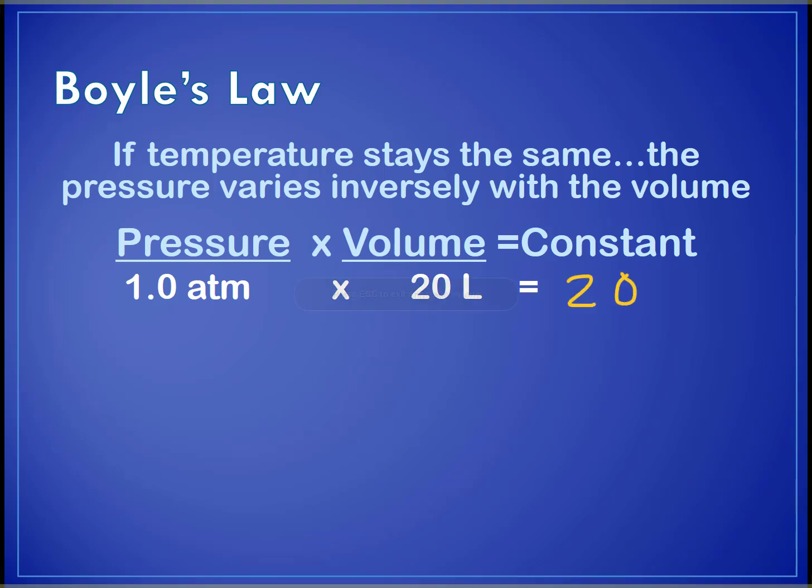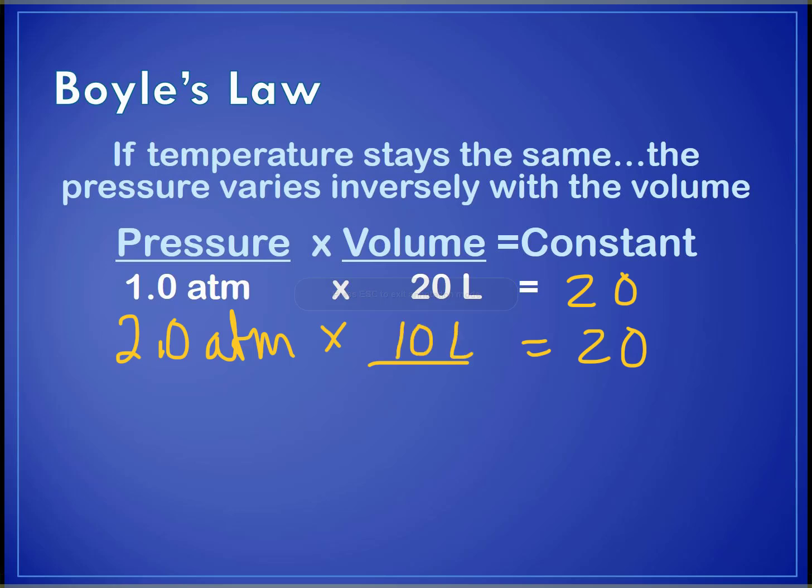So what would happen if you doubled the pressure? So now it's 1 atmospheric units. Well, your constant is still going to be 20. So what number would fill in that relationship? Well, if you double your pressure, your volume goes down by half. So I would cut that down to 10 liters. So we see that as the pressure goes up, the volume goes down. So this is an inverse relationship here.